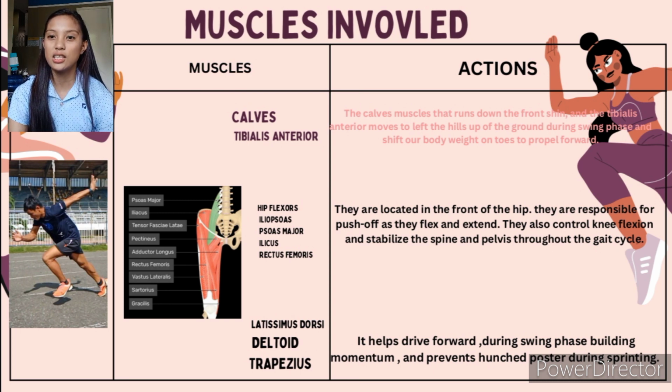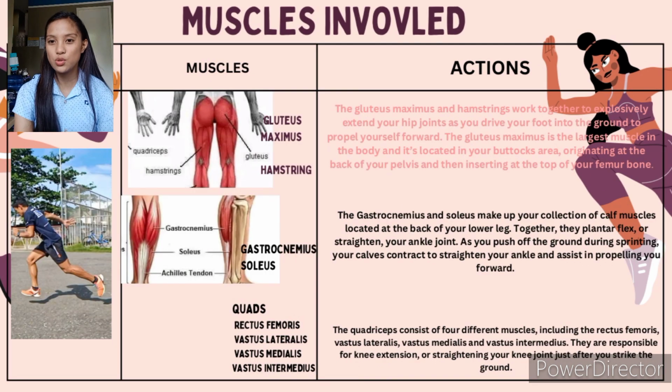The next are the latissimus dorsi, deltoid, and trapezius, which help to drive forward during the swing phase, building momentum and preventing hunched posture during sprinting. So those are the major muscles involved in phase 2. And next is phase 3.